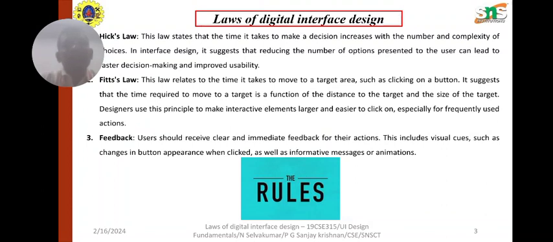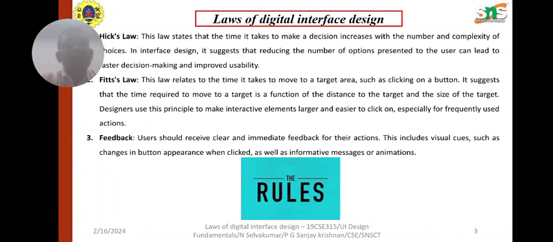This law relates to the time it takes to move to a target area, such as clicking on a button. It suggests that the time required to move to a target is a function of the distance to the target and the size of the target. Designers use this principle to make interactive elements larger and easier to click on, especially for frequently used actions. Okay. Feedback. Users should receive clear and immediate feedback for their actions.